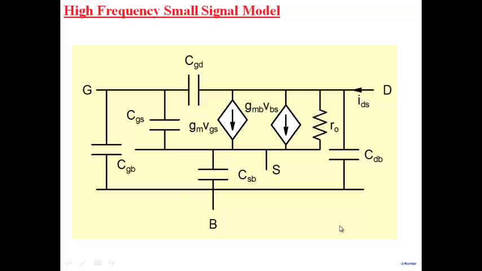And when it is high frequency operation, we add the capacitances. We have CGS, CGD, and two important capacitances, source to body and drain to body. Gate to body, we said in saturation is much smaller, and we'll neglect it. So these are the capacitances, and I had given you expressions on how to calculate each one of them.